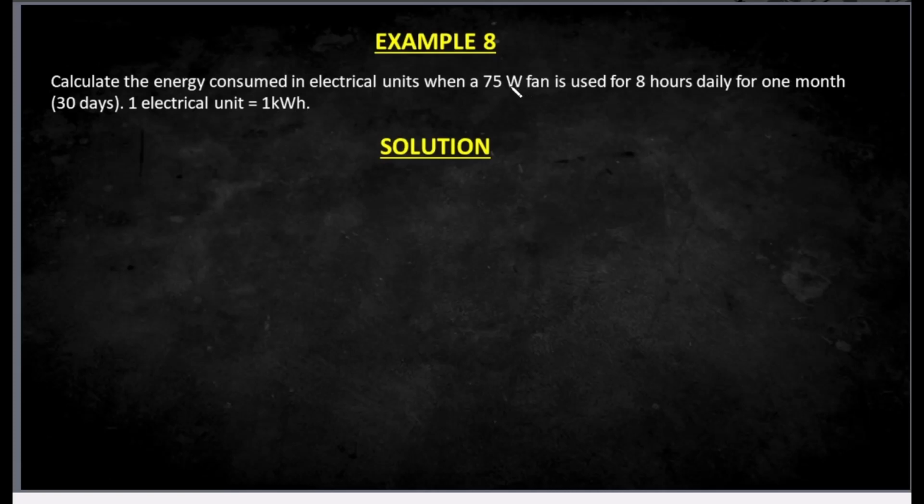When this 75 watt fan is used for 8 hours daily. So it is used for what? 8 hours every day for 1 month, and that 1 month is 30 days. Now, let's start with our power. Our power is 75 watts. So all we need to do is convert this power to kilowatt. That is, we say 75 divided by 1000.